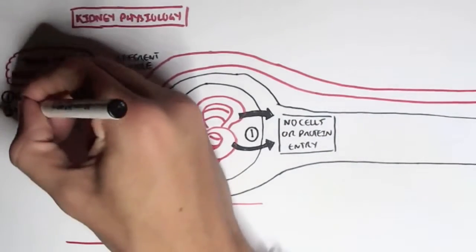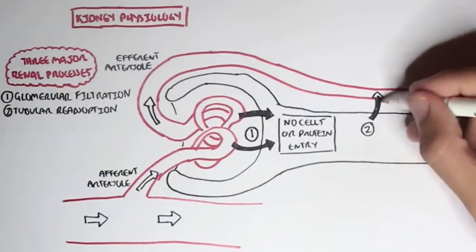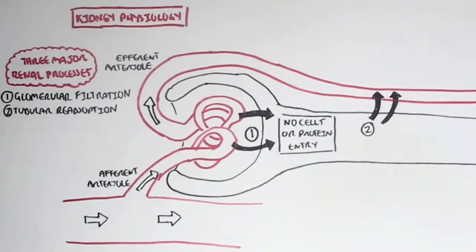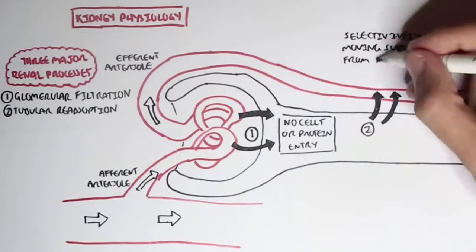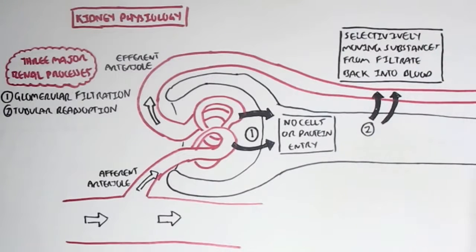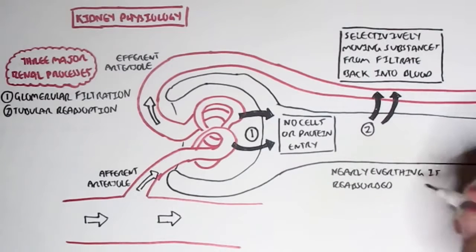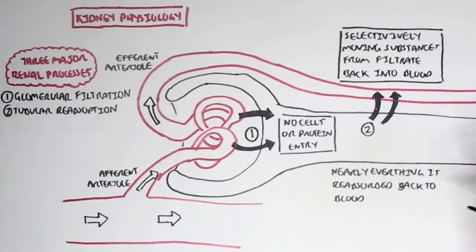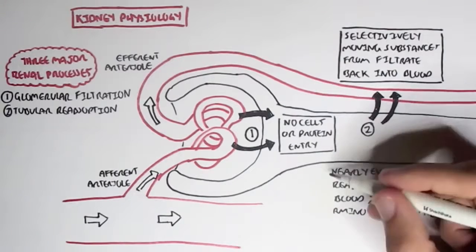Following filtration, we have tubular reabsorption, where substances that were previously filtered get reabsorbed back into the blood. The body selectively moves substances from the filtrate in the nephron back into the blood, and nearly everything is reabsorbed back into the blood: the glucose, the amino acids, and the water that were just filtered. So only a small amount of substances is actually left in the nephron itself.